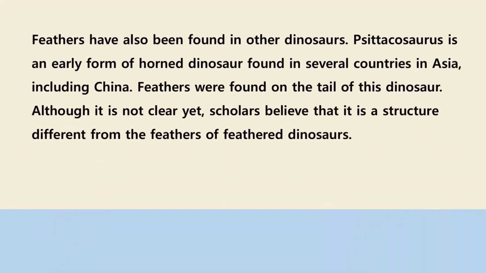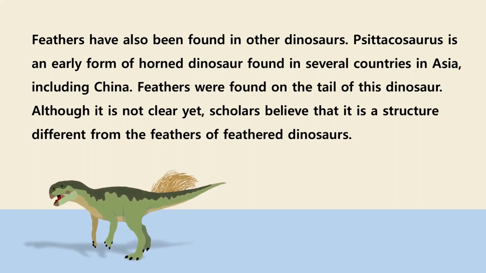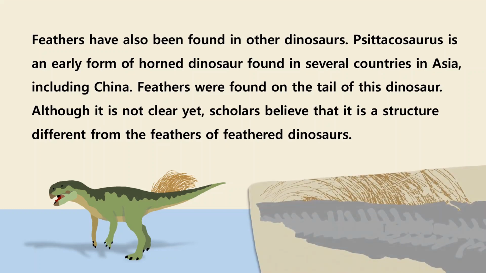Feathers have also been found in other dinosaurs. Psittacosaurus is an early form of horned dinosaur found in several countries in Asia, including China. Feathers were found on the tail of this dinosaur. Although it is not clear yet, scholars believe that it is a structure different from the feathers of feathered dinosaurs.